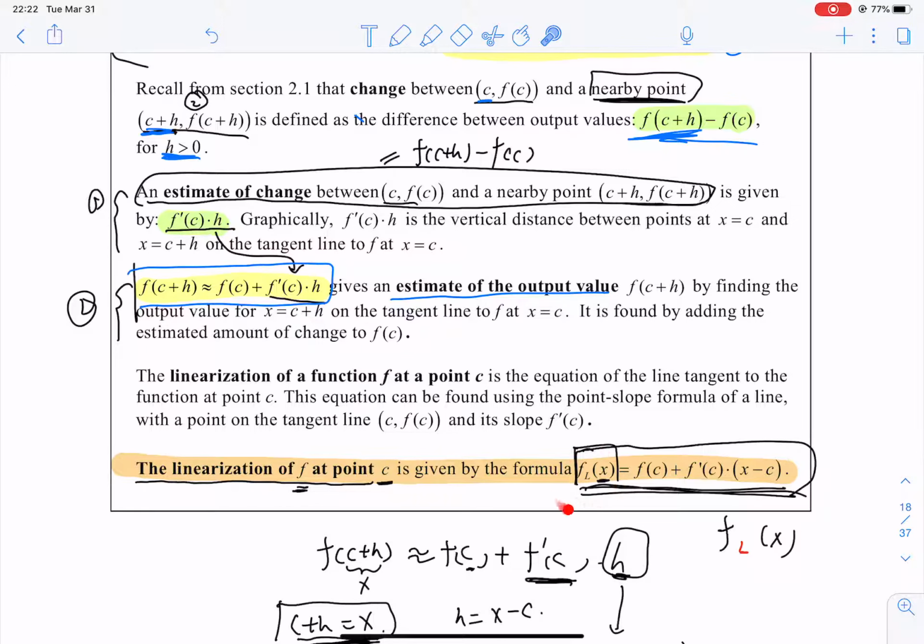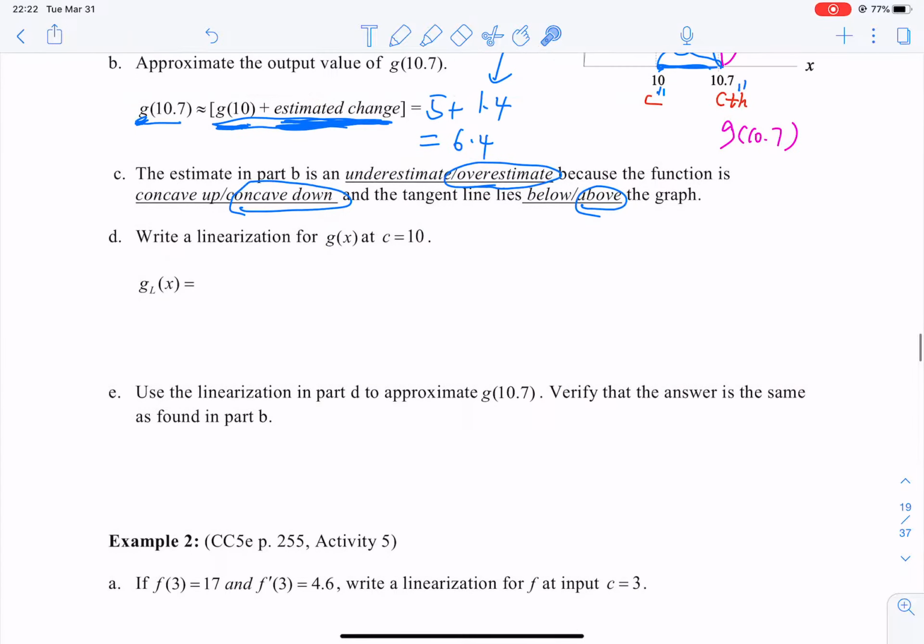First one, the notation is different. It must be a sub L. L means the linearization, and then this part is slightly different. Then write a linearization function for this one. First, let's just use the general linearization formula. G sub L of x is actually g of c plus g prime of c multiplied by x minus c.